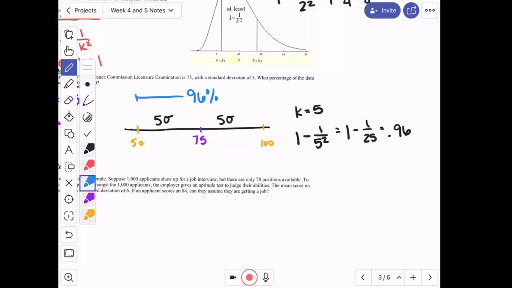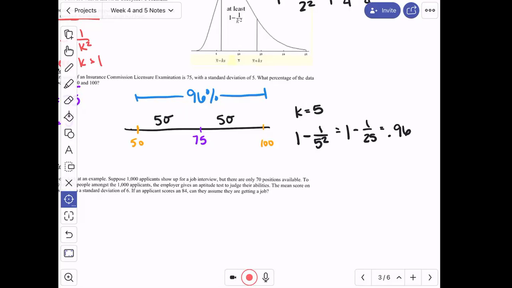96% of all the scores will fall between 50 and 100. That's what it's saying. That's all we use this for, right? This is a conservative estimate. In the normal rule, if you're 5 standard deviations out in the empirical rule, all of the data lies within 5 standard deviations, because within 3 standard deviations is 99.7% of the data. But here, we're using a more conservative rule. So we're saying within 5 standard deviations, it's only 96% of the data.